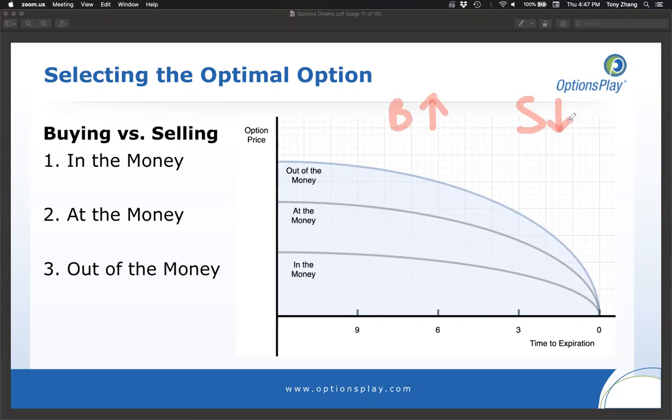So how can we use this curve to give us an understanding as to where we should buy and where we should sell? The answer is, if we're buying, we want that decay to be as low as possible, right? So where on these 3 curves do you see the lowest decay? Where does it decay the slowest? Is it in the money, at the money, or out of the money? And is it short-term or long-term?